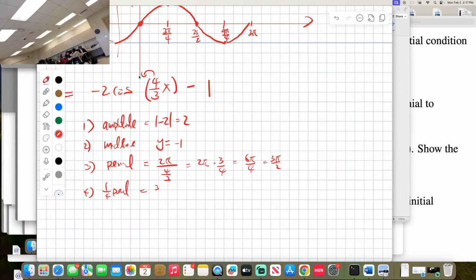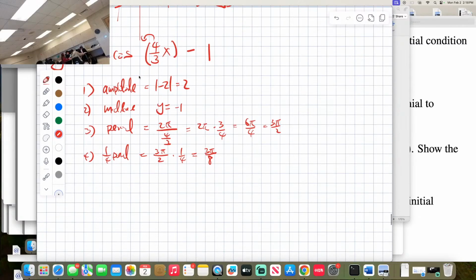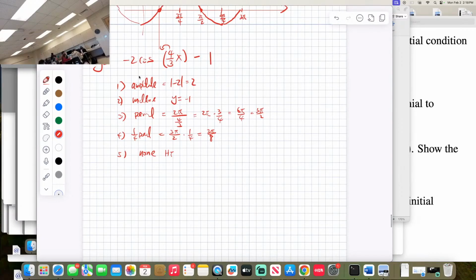Remember, you have to have 2 pi over whatever b is. 2 pi is one period. So you get 2 pi over whatever, 3 pi. The value is 4. Period. Okay, so far, did you get all the information correctly?